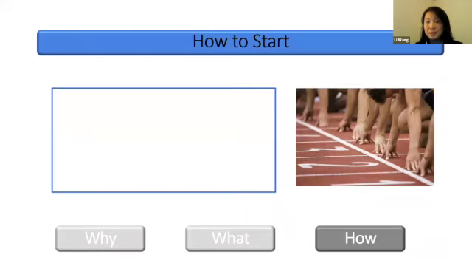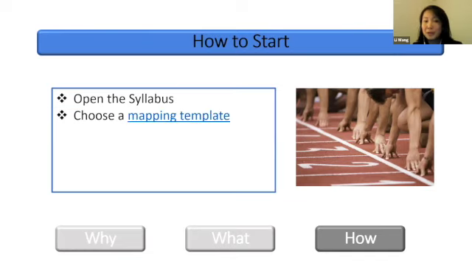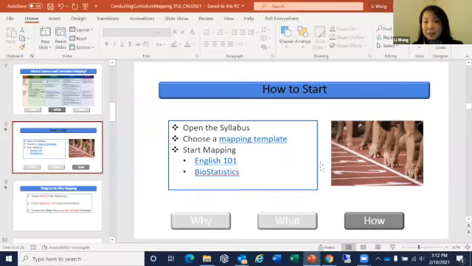So the next thing is, how do we start? Number one is to open the syllabus. After we have redesigned it using the template last time, we're definitely going back to that syllabus, and we can choose the mapping template. So let me send you the chat.